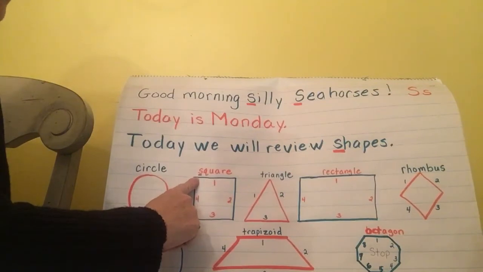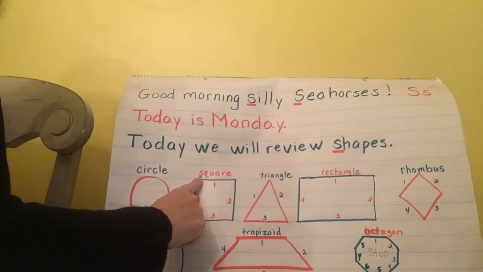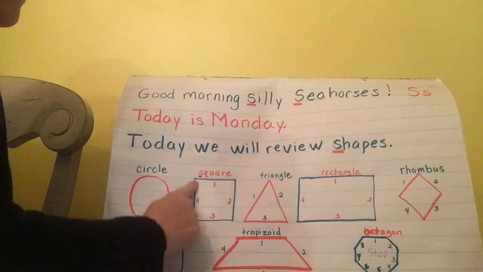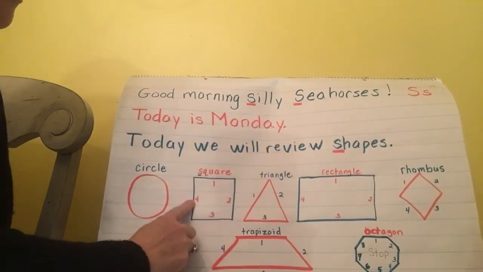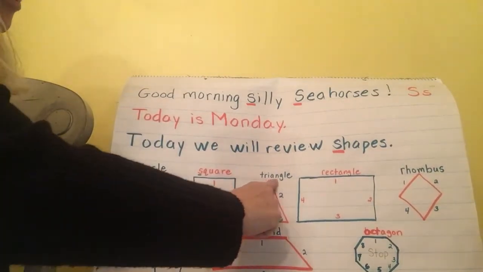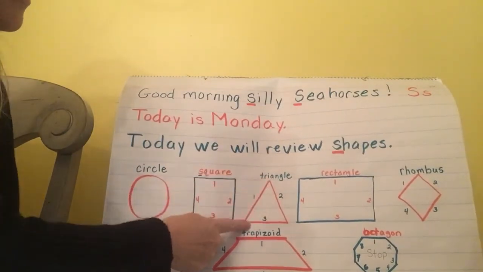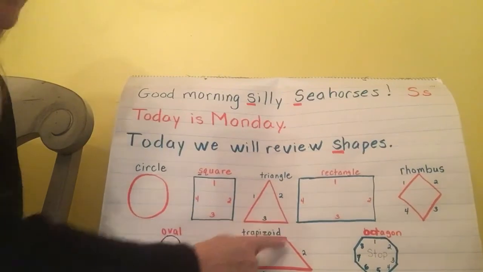Our second shape begins with that letter S. Square. And a square is like a box shape, right? And it has 1, 2, 3, 4 sides. Our third shape is the triangle. And the triangle has 1 side, 2 sides, 3 sides.